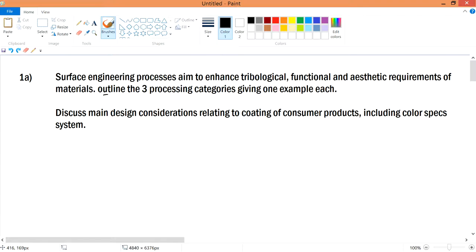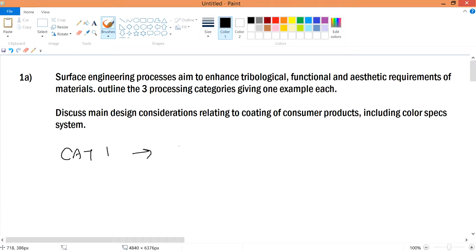And therefore outline the three processing categories, giving one example each. So the surface engineering process, if you remember, has three processing categories: Cat 1, Cat 2, Cat 3. And also discuss the main design considerations relating to coating of consumer products, including color, as we said just now. Okay, so let's answer the first part first. Outline the three processing categories and give one example each. So we will have the Cat 1.